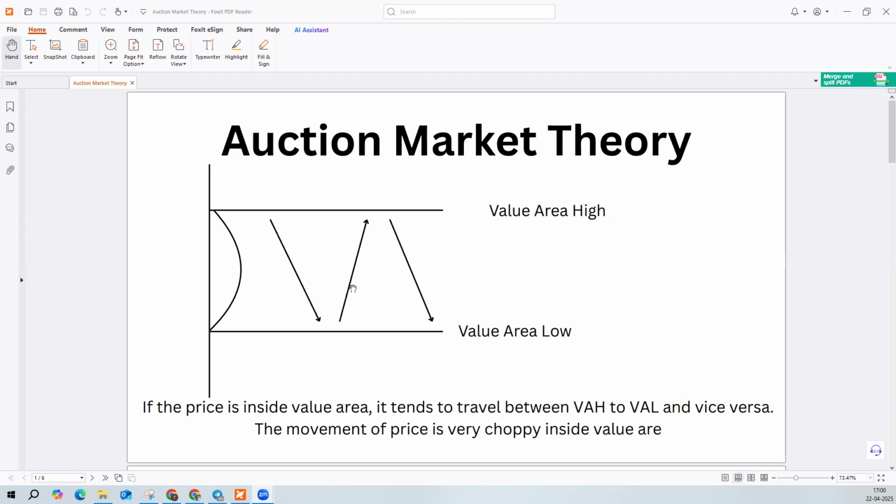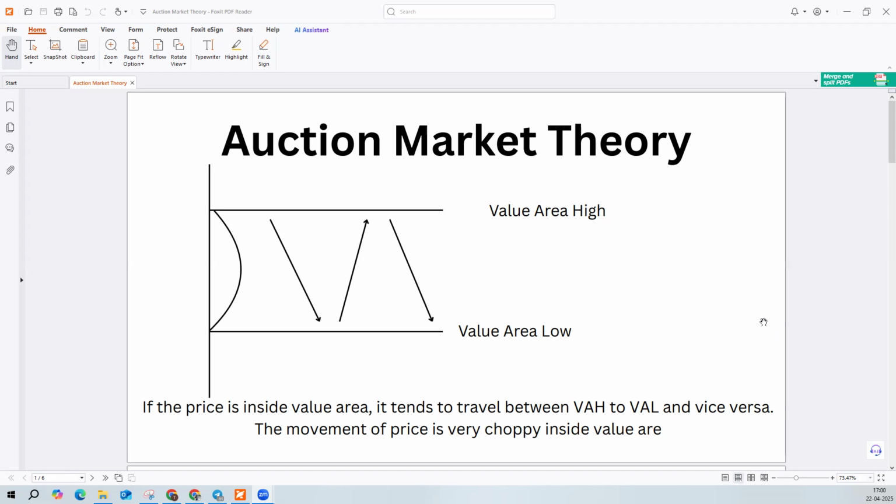Our first job is to find the value area based on the market profile. So suppose this is the value area. If the price is opening inside the value area, we expect the price to travel between value area high and value area low and vice versa. So that is point number one.